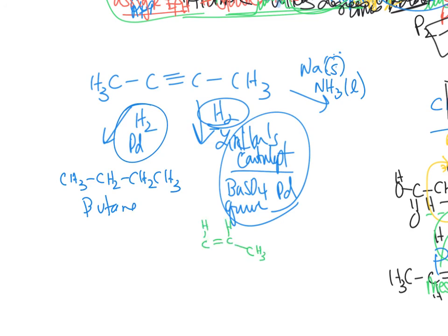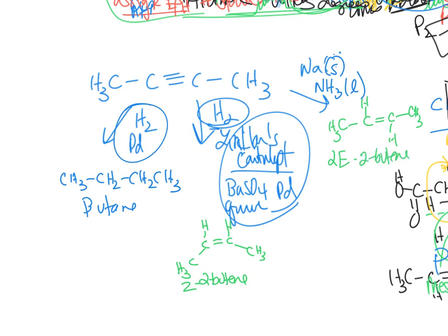All right, so what's the name of that compound? That's Z-2-butene. Okay, here you're going to get trans. So that's E-2-butene. So those are the differences. I think those reactions are worth mentioning.